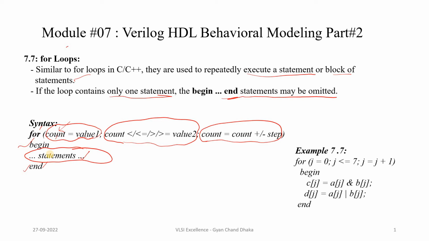Now let's see one example for the for loop. Here we have a variable j which will initialize to 0, and the condition for j is that j should be less than or equal to 7. Till then keep on incrementing the variable j. And these are the statements we want to execute. Practically we want to execute these statements 8 times, because the loop here is going to execute from 0 to 7. That means 8 times these statements will get executed.